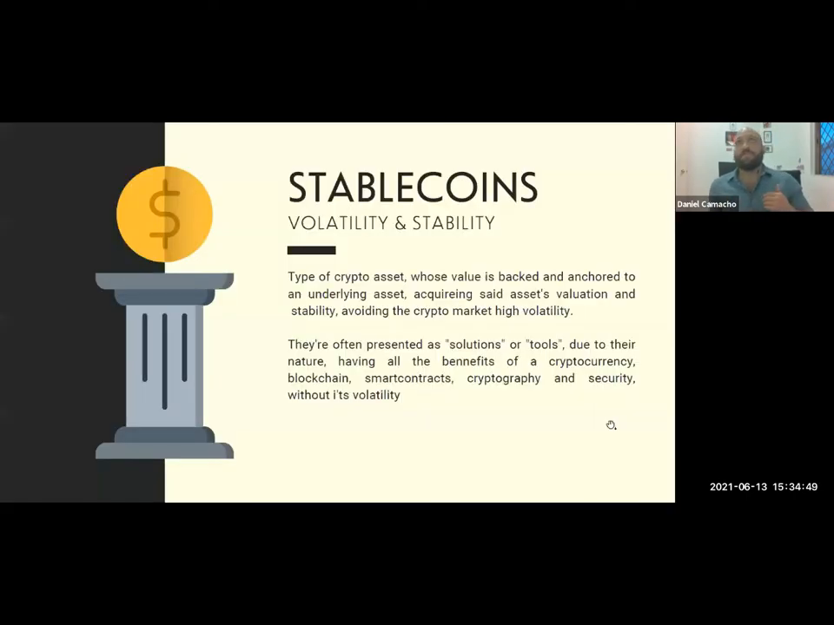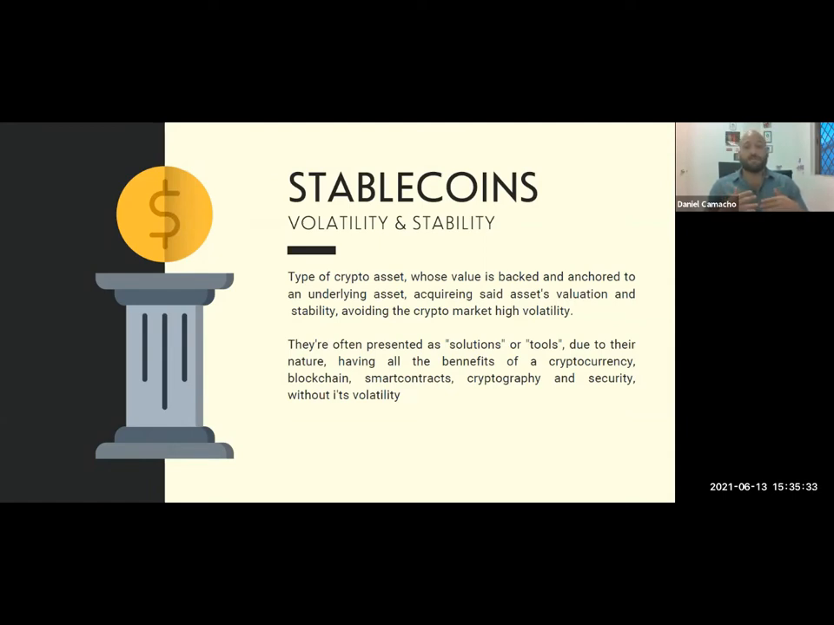So first of all, we have to address the problem of the definition of a stablecoin. For many of you, if you've never heard the term or have never understood it correctly, a stablecoin is simply a type of crypto asset whose value is backed and anchored to an underlying asset, acquiring said asset's valuation and stability, avoiding the crypto market's high volatility. As we all know, one of the widely criticized aspects of the crypto market is its volatility. So when we subtract the volatility from the equation, the crypto market model seems a lot more perfect than it used to be.